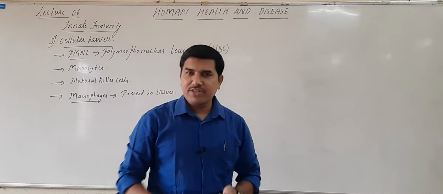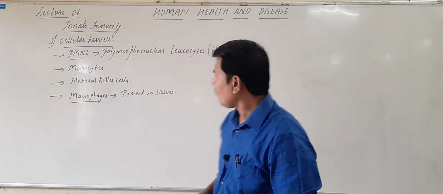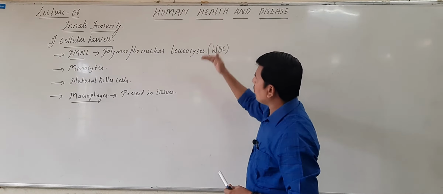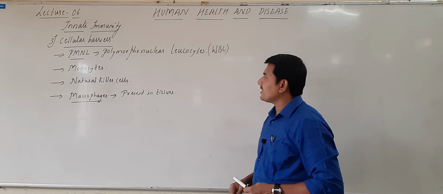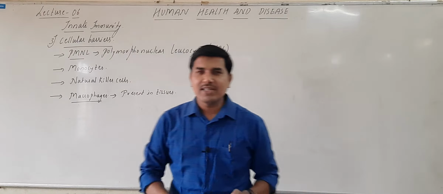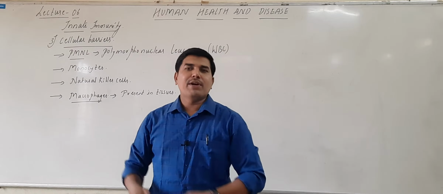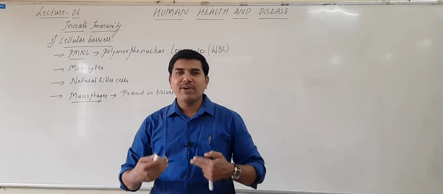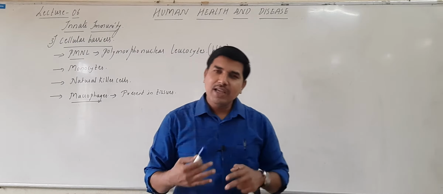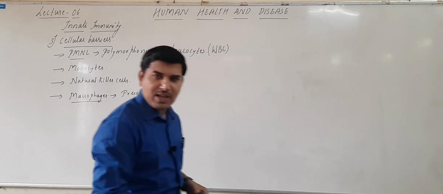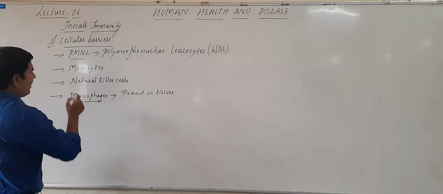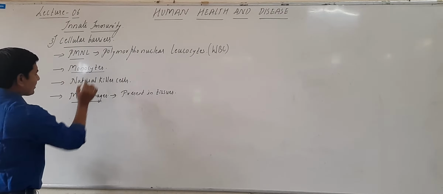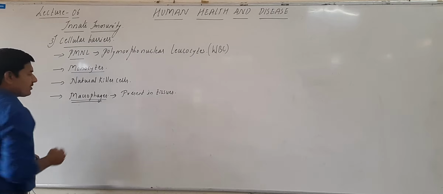Now how do they function actually? PMNL leukocytes, that means the polymorphonuclear leukocytes, are the type of WBC cells that will identify a particular type of pathogen that has invaded our body, and ultimately by secretion of its cellular content it is going to kill it.